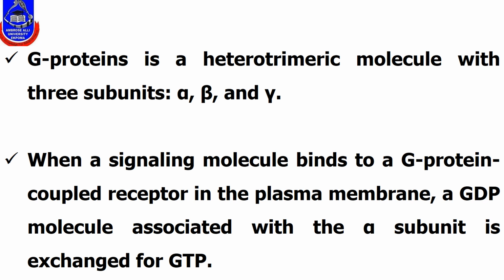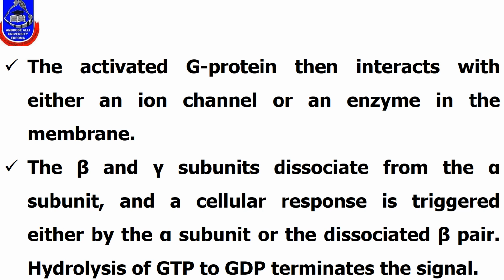When a signaling molecule binds a G protein coupled receptor in the plasma membrane, a GDP molecule associated with the alpha subunit is exchanged for GTP. Now that action activates the G proteins. The activated G proteins then interact with either an ion channel or an enzyme in the membrane.